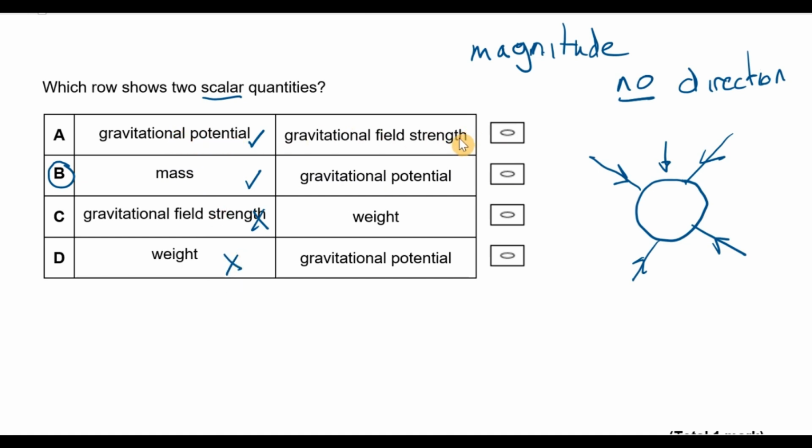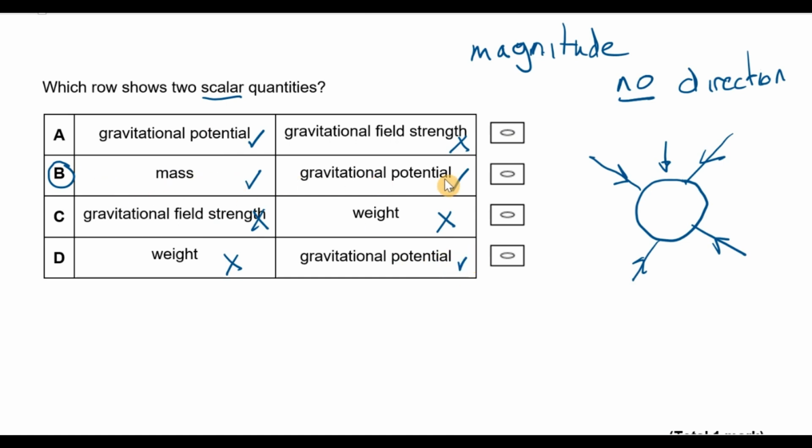Gravitational field strength, no, we said that was a vector. Gravitational potential, yes, that's a scalar, no direction. Weight, no, it has direction, therefore it's a vector. And gravitational potential, yes, we've already said that's a scalar quantity. So line B gives two correct answers.